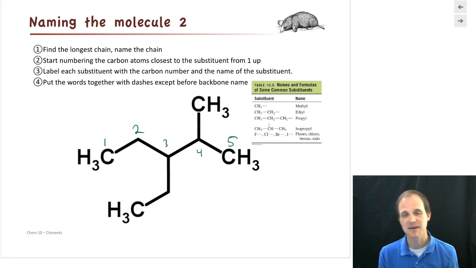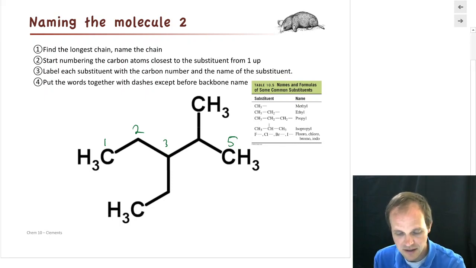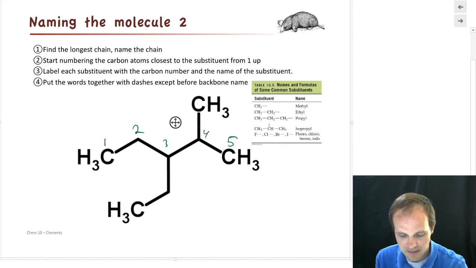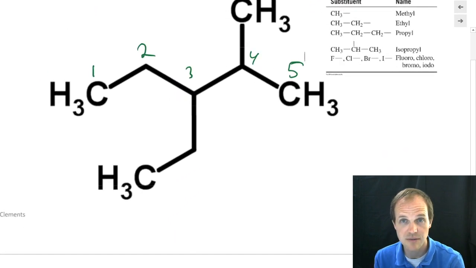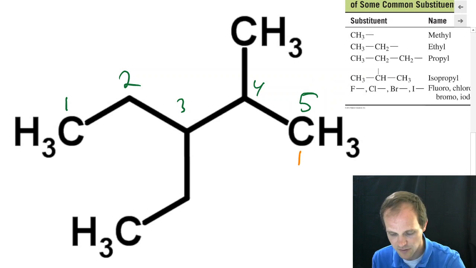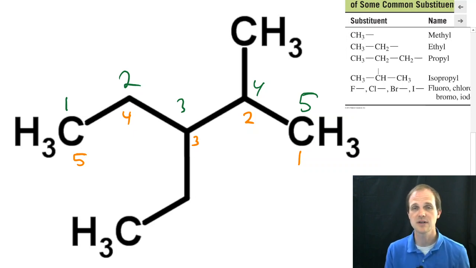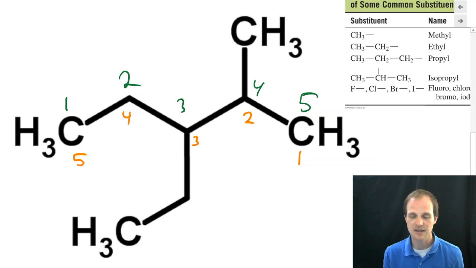Now I've got to decide, am I going to name it using the green numbers that I have right here, or am I going to name it using the other direction? So let me blow this guy up for you a little bit. And if I can, I'm going to number 1, 2, 3, 4, and 5. I could number from the left. I could number from the right. And what am I going to do?